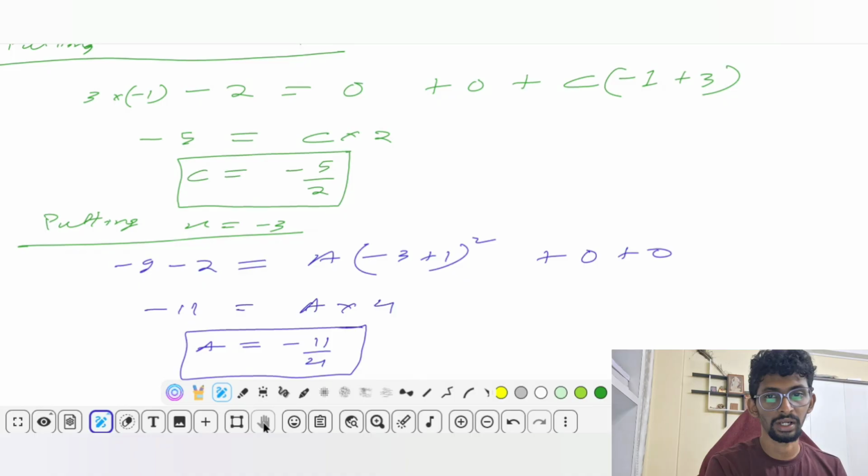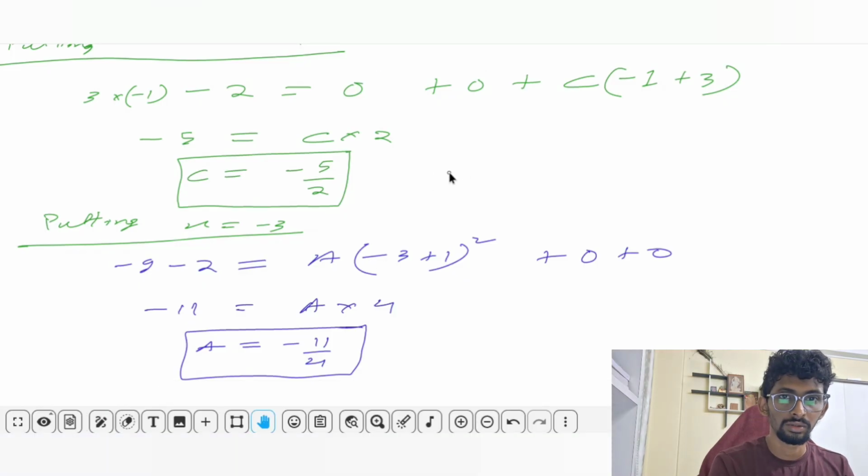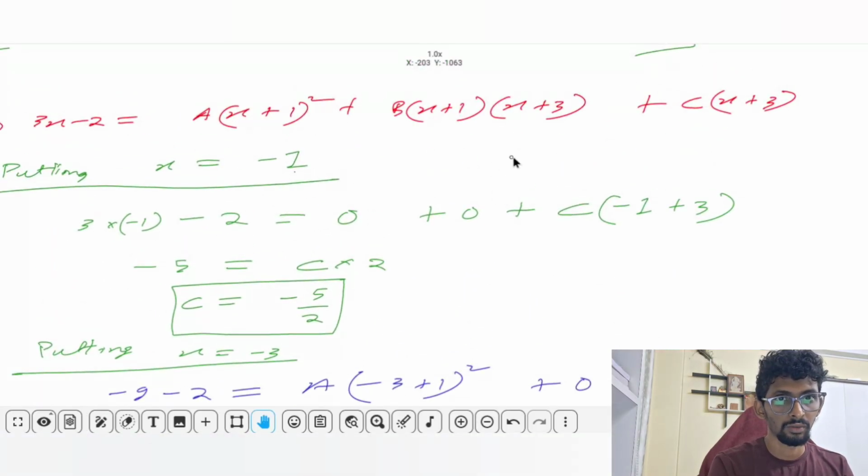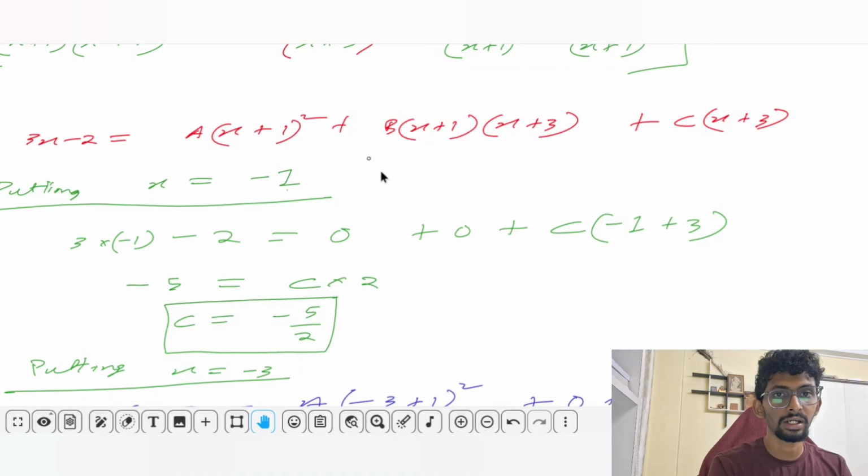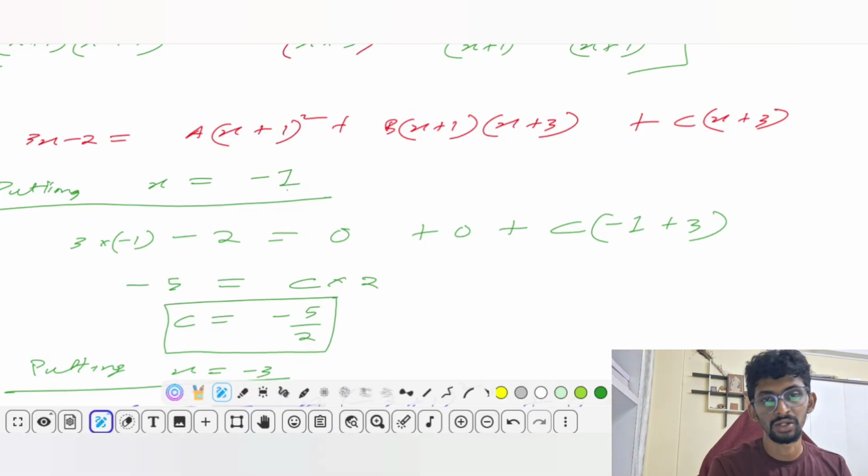So now we have to find b. To find b, what we have to do is equate the coefficients, because by putting a value of x, we cannot find b. So what we'll do is equate the coefficient of x square.